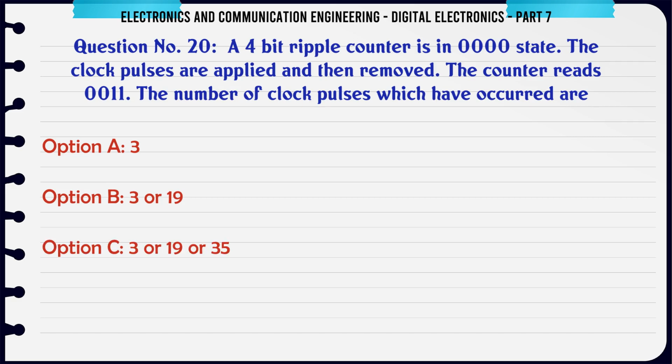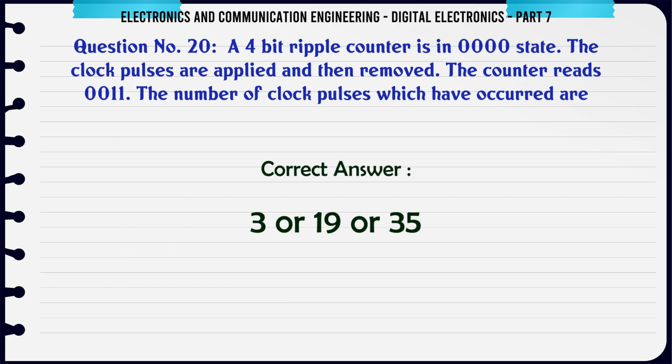The clock pulses are applied and then removed. The counter reads 0011. The number of clock pulses which have occurred are: A) 3, B) 3 or 19, C) 3 or 19 or 35, D) none of the above. The correct answer is 3 or 19 or 35.